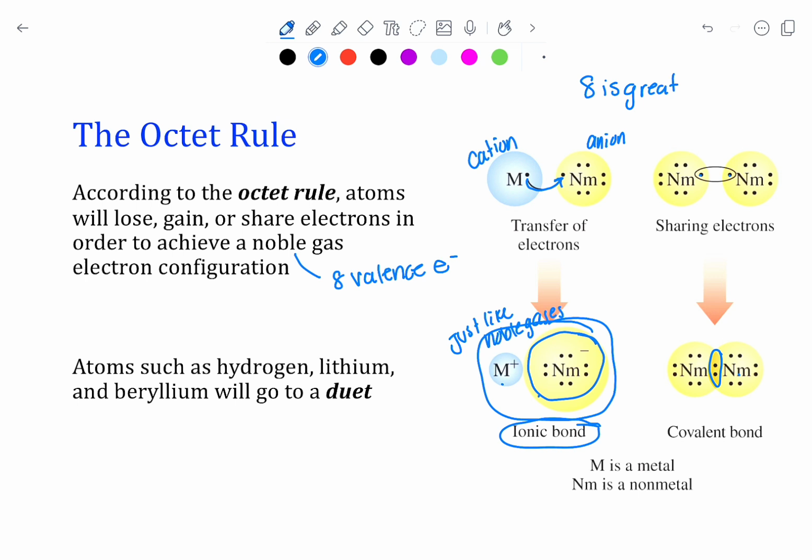This non-metal claims 2, 4, 6, and those shared electrons as 8. And the other non-metal claims 2, 4, 6, as well as those shared electrons as 8. So whatever is being shared can be claimed by both elements. When we're sharing electrons between nonmetals, this is called a covalent bond. And that's what we're going to be exploring more in this chapter, the difference between ionic and covalent compounds and their bonds.